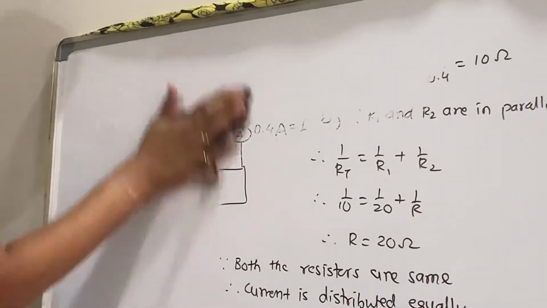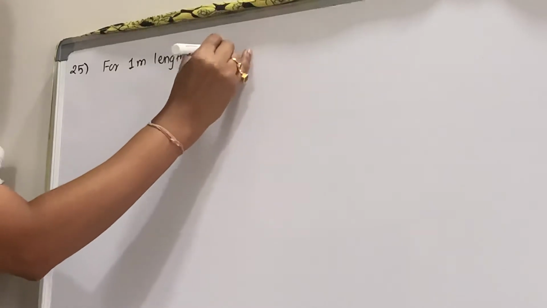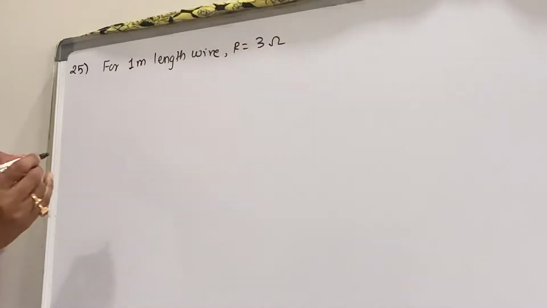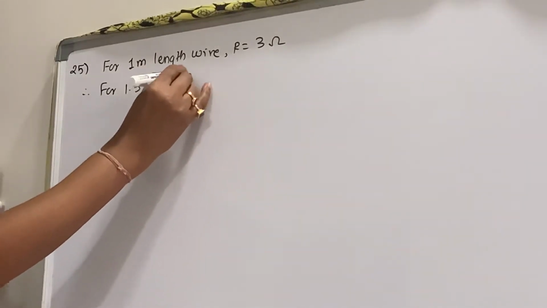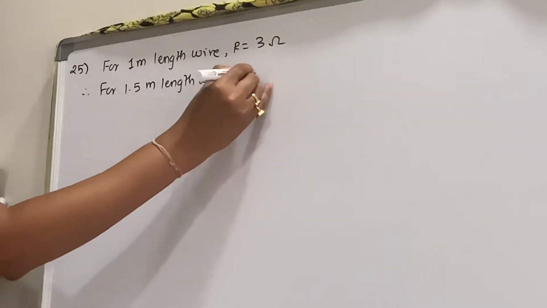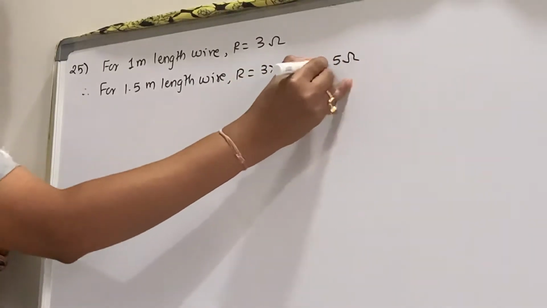Question number 25 is next. In 25, what is given? A particular resistance wire has a resistance of 3 ohm per meter. That is, for 1 meter length of wire, R is equal to 3 ohm. So for 1.5 meter length of wire, R is equal to 3 into 1.5, which comes out to be 4.5 ohm.